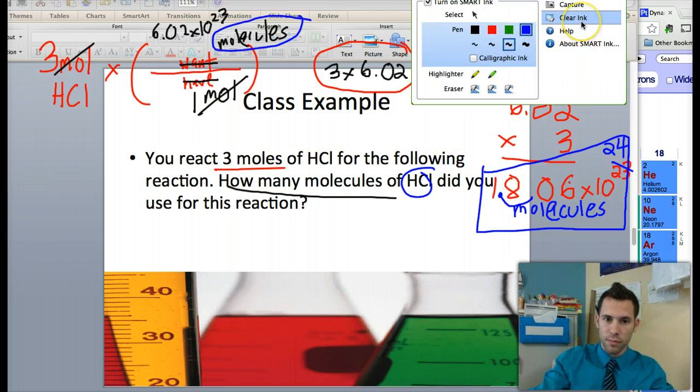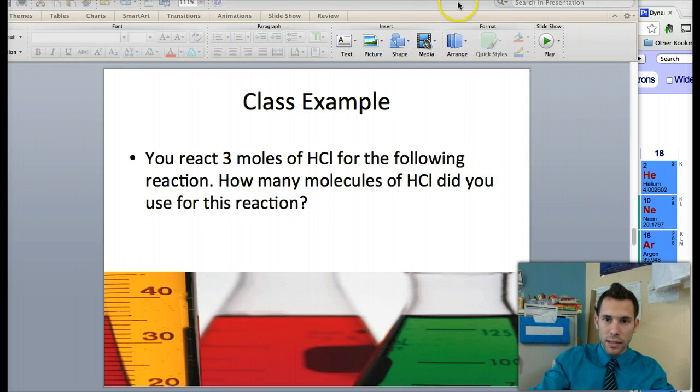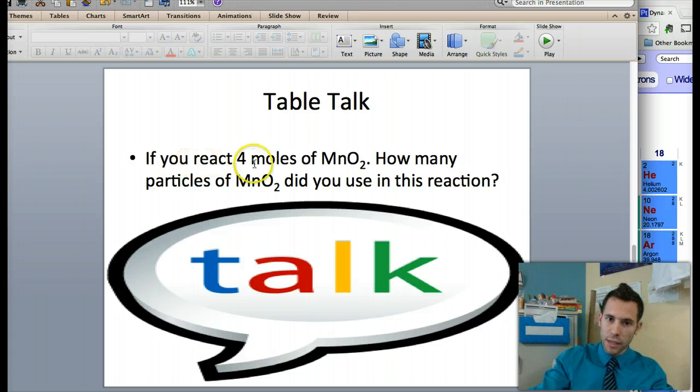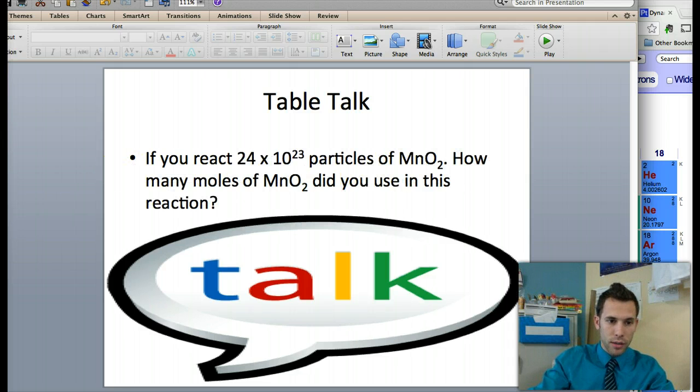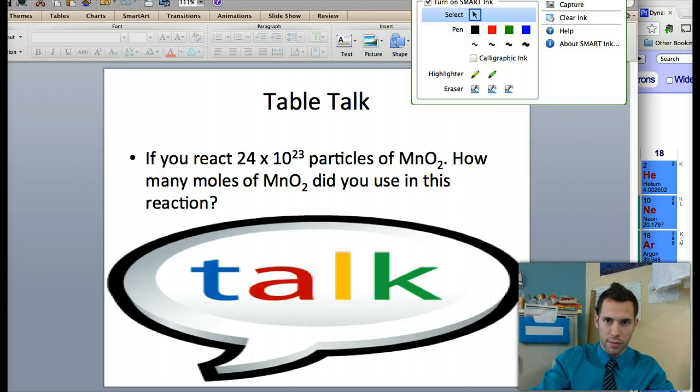Hope that's helpful. Now I want you guys to give this one a shot right here. If you react 4 moles of MnO2, how many particles of MnO2 did you use in this reaction? Same thing, give it a shot. Once you're finished, you guys can proceed on to this one right here. Now we're going in reverse direction. Let me show you how to start this one off.